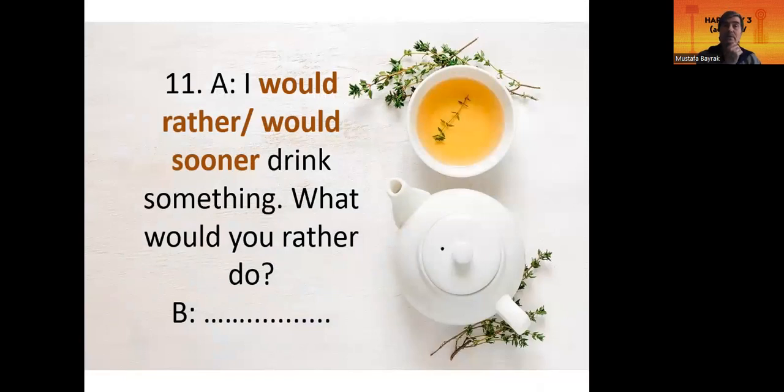Okay, 11a. I would sooner drink something. I would rather or would sooner are 100% equal to each other. What would you rather do? I would rather drink lemonade.